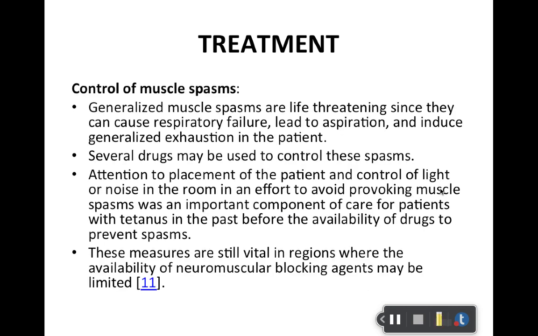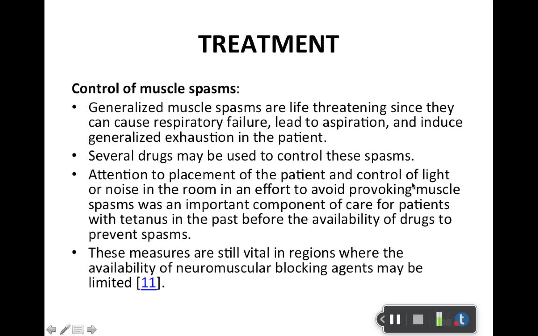Control of muscle spasms. So I mentioned the lockjaw, but this is a big problem with the tetanus disease, and they can cause respiratory failure. So it's a very severe form of muscle spasms. It's not like, oh, I get a cramp after working out or whatever kind of muscle spasms. It's a very severe type of muscle spasms. A lot of different medications can be used for them.